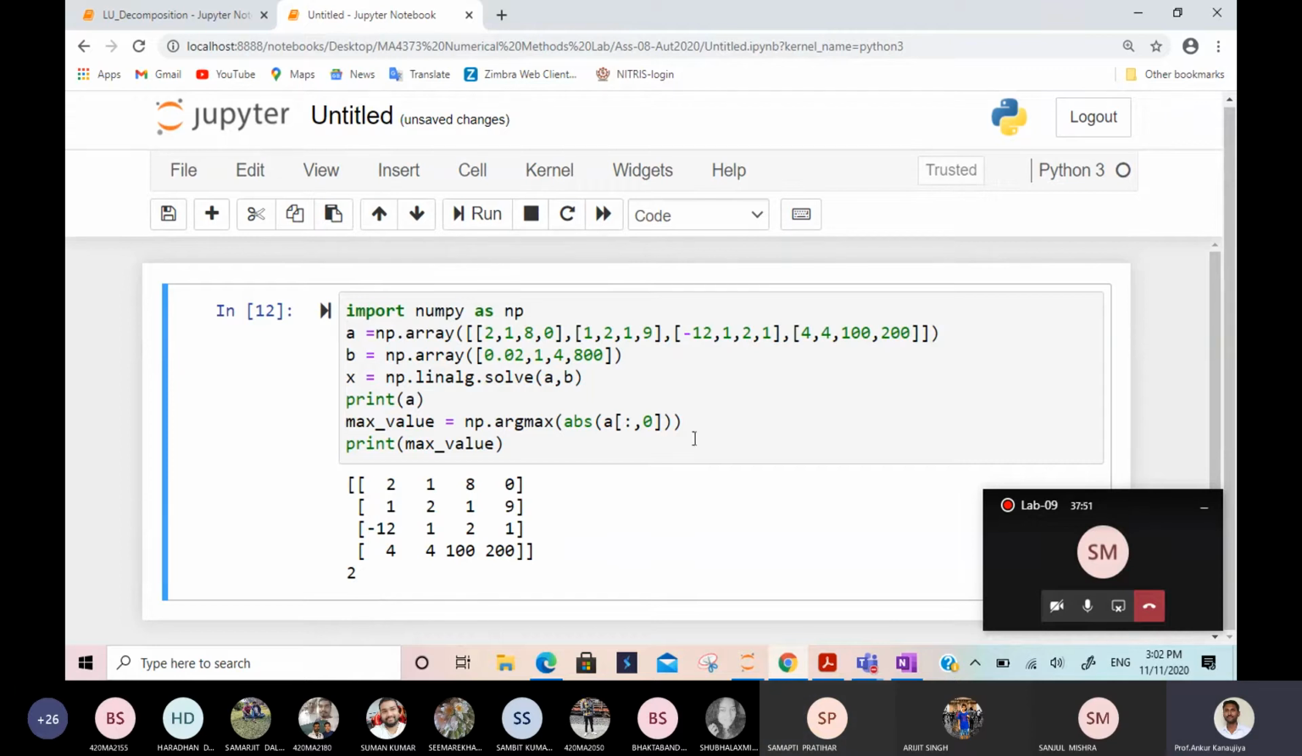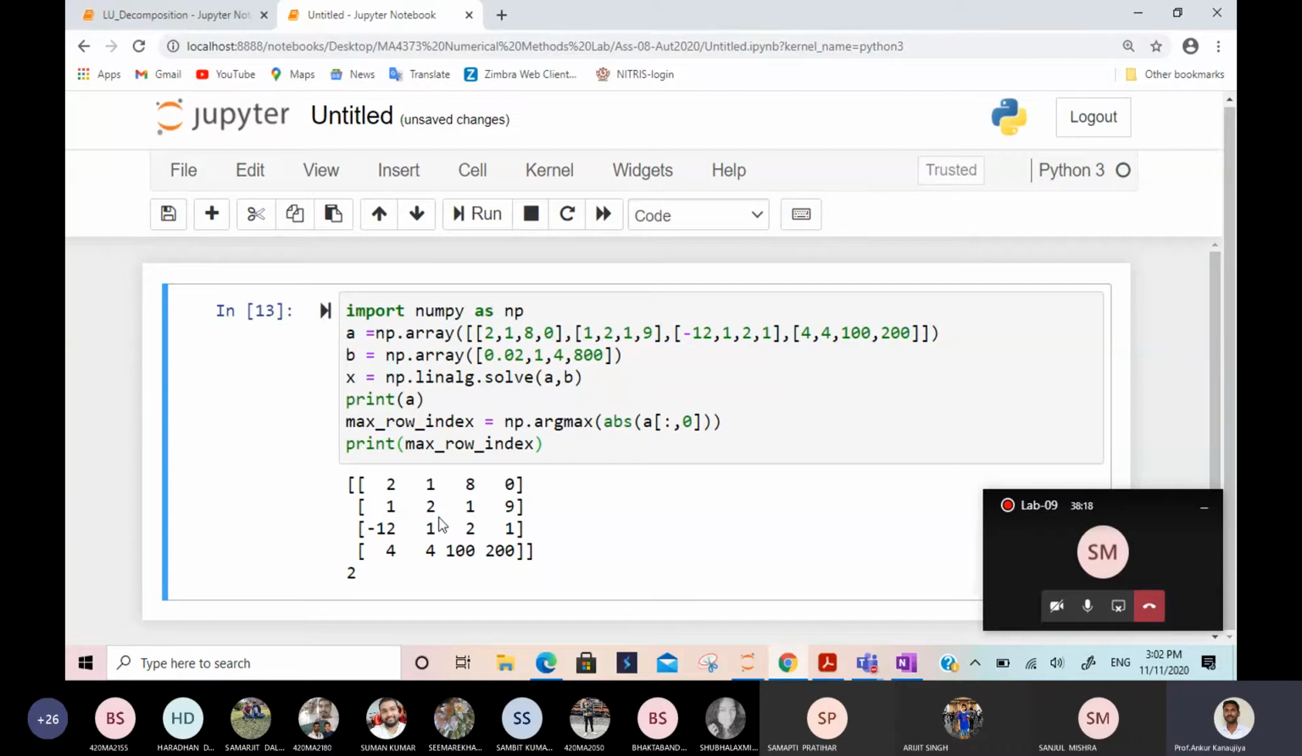Is that clear? So here I am writing, this is not a maximum value, now it is maximum row index. This is the one line which is required. This is the first step to find where the maximum will occur. So this line I will add in the Gauss elimination. So now if I run, it will do this one.